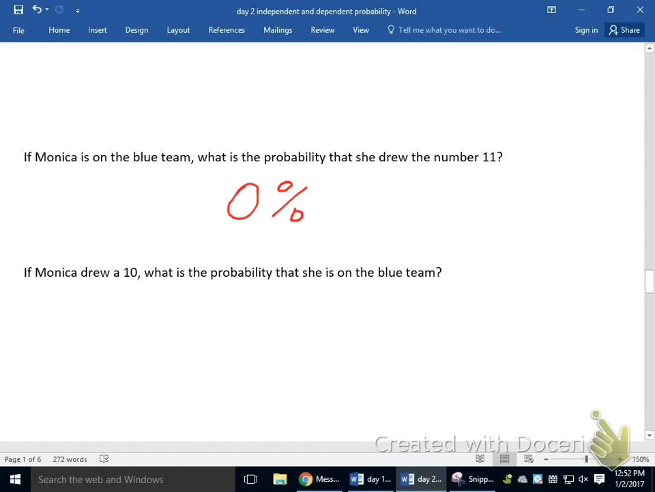This last one is another little bit of an interesting situation. So if Monica drew a 10, what's the probability that she's on the blue team? So if the 10 does happen, what are the possible outcomes for teams for her to be on? Well, since it's an even number, she has to be on the blue team. So there's only one possible outcome. So for that to happen means it's a guarantee. And guarantees in probability means it's 100% for sure going to happen. So just keeping an eye on when 0% happens and when 100% happens.